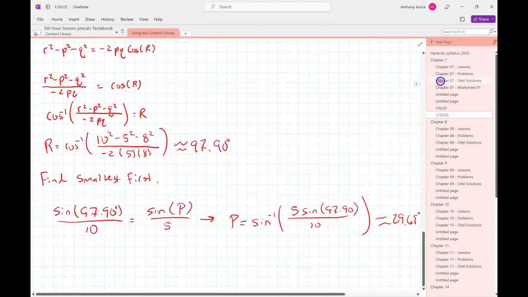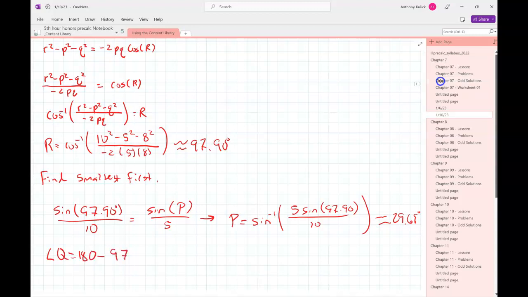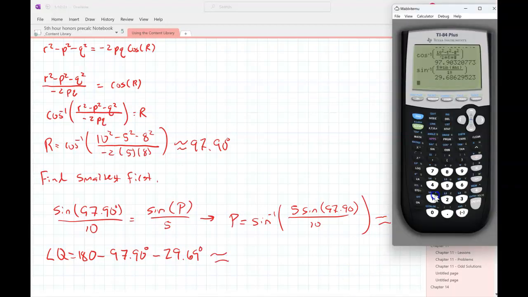And now to get my last angle Q, I know 2 of the 3. So I'm just going to do the triangle sum theorem. So I'm going to subtract those 2 from 180, and I got my answer. So 52.41.